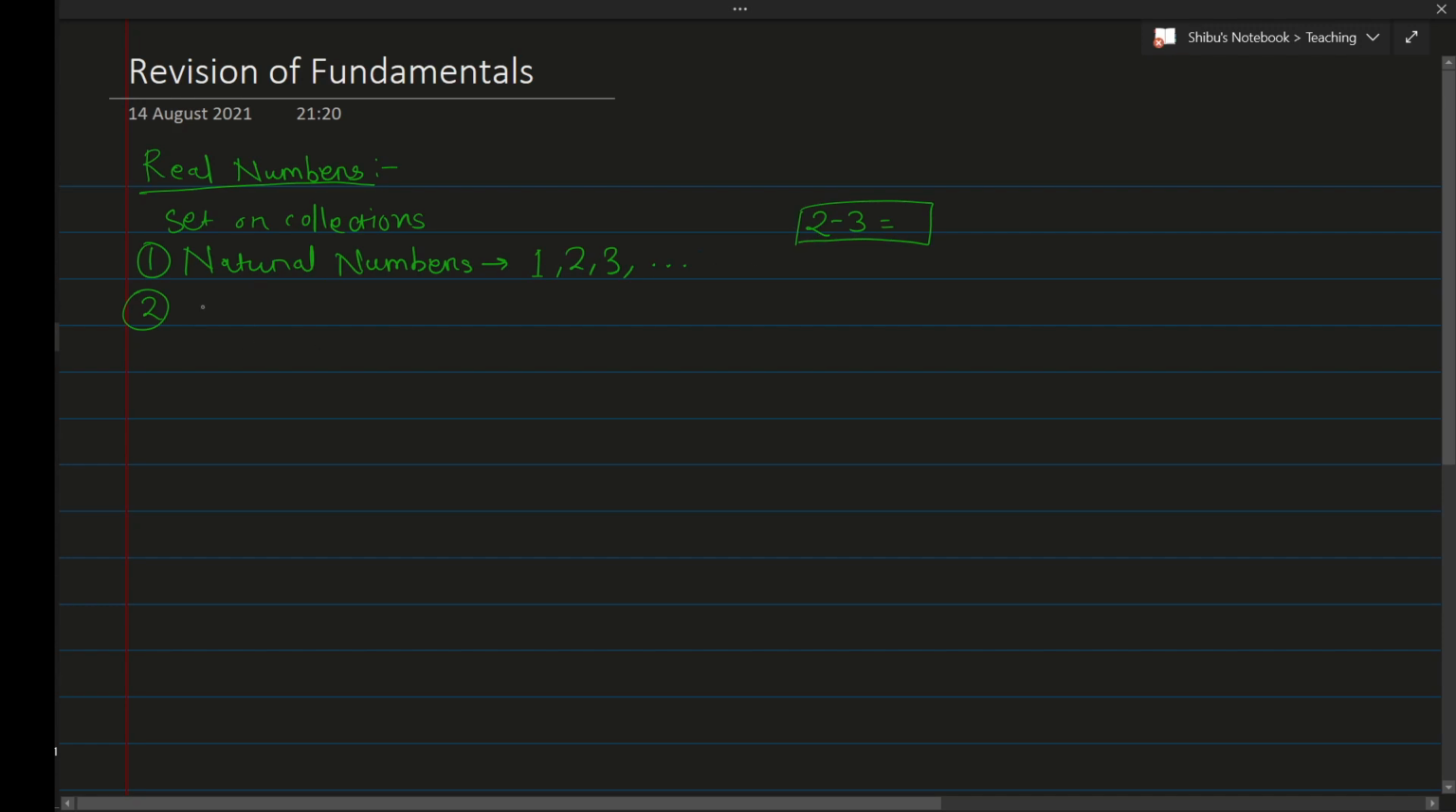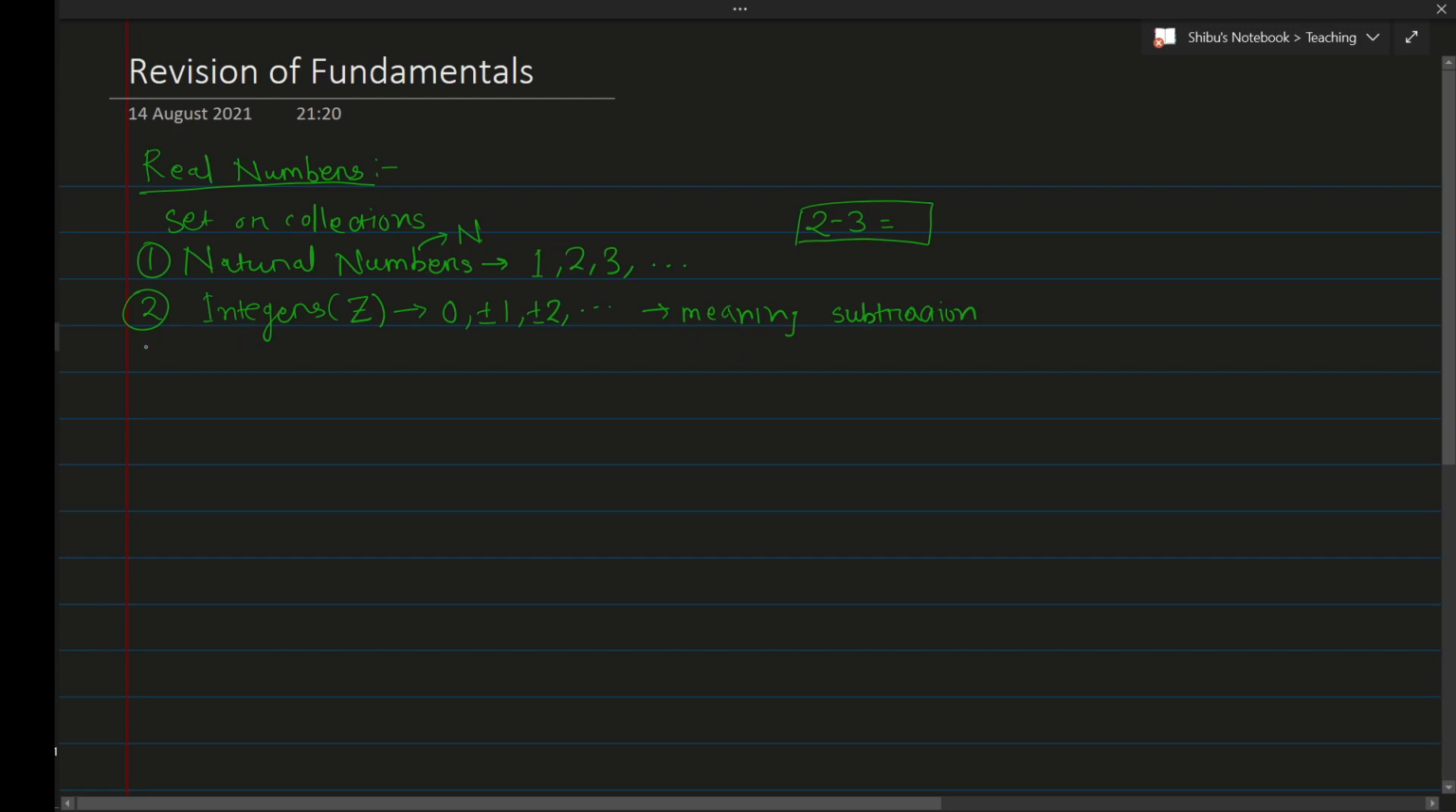set of numbers which is called integers, denoted by Z here. This natural number set is denoted by N, and this contains numbers like 0, plus minus 1, plus minus 2, etc. And this gives meaning to subtraction. Okay, sorry for the mispronunciation. Yeah, so this gives meaning to subtraction.